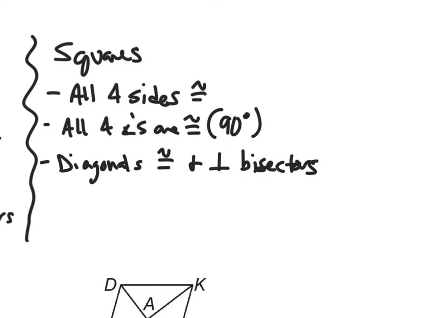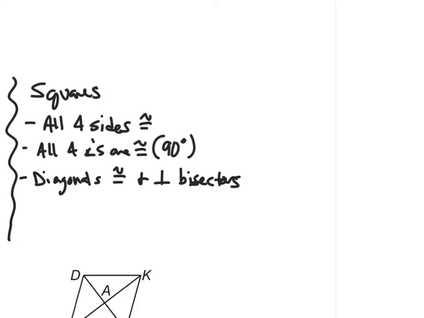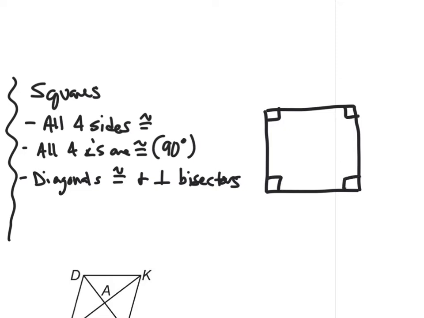So let's go ahead and just draw an example of a square. How I do it, I just draw four relatively congruent-looking sides that meet at 90-degree angles. So all four of my angles are congruent. All four sides are congruent, and so then my diagonals here, okay, also form a 90-degree angle in the middle, and these are also all congruent to each other. They're perpendicular bisectors.